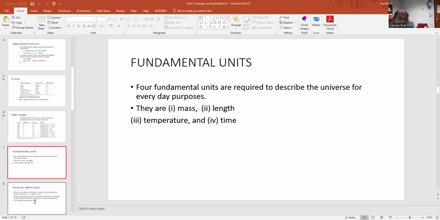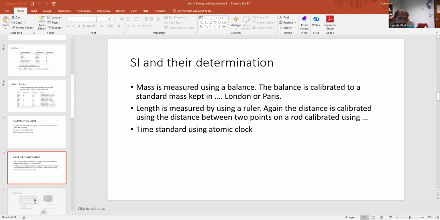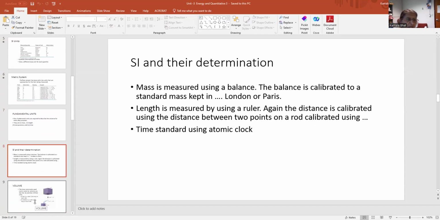Now, at the introduction of SI units, we saw that there were 7 units necessary to describe the universe. However, for everyday purposes, you just need 4 fundamental units, and they are mass, length, temperature, and time. Now, how do we determine these 4 fundamental units that are required? Mass is measured using a balance. The balance is calibrated to a standard mass kept in London or Paris.